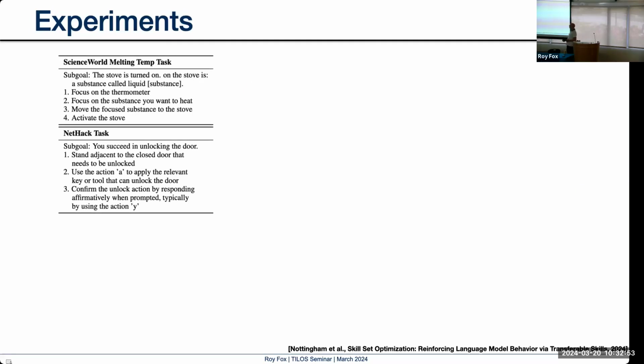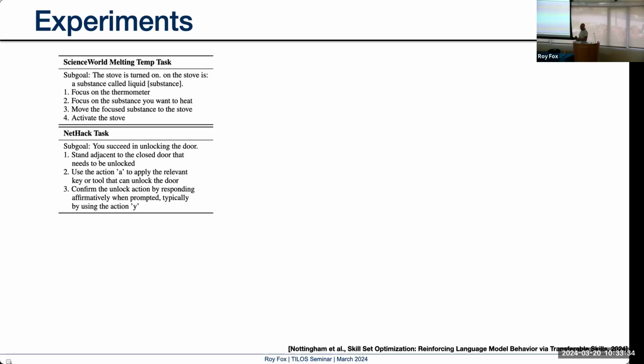Let's see some examples just to see what it's like. In ScienceWorld, for the melting temperature task, a subgoal might be: the stove is turned on, and on the stove is a substance called liquid X. That is our subgoal. That's what we're going to reach. And we might do that by focusing on the thermometer, focusing on a substance we want to heat, moving it to the stove and activating the stove. That gives the language model the correct level of instructions to follow.